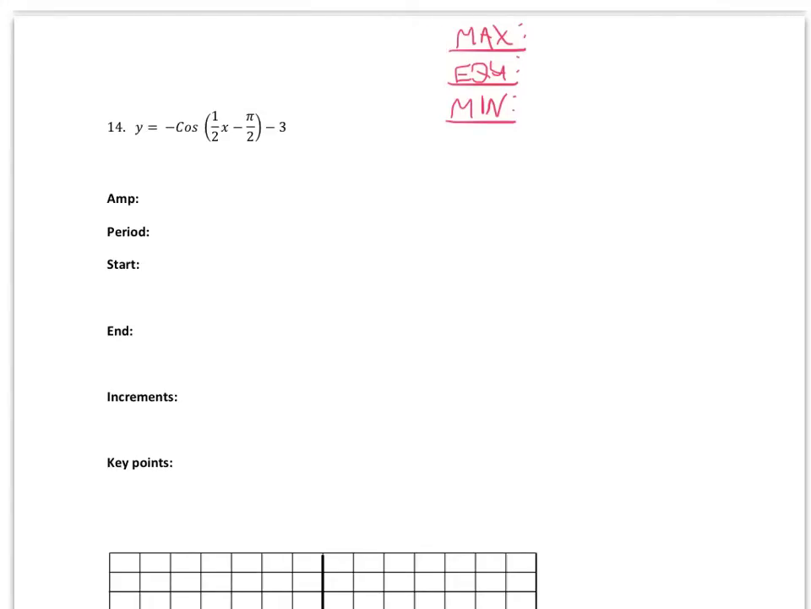All right, we're going to continue on. We're going to do another one where we have a horizontal and vertical shift, but now we're going to look at a cosine. It's the next one, number 14. Remember, the very first thing you should look at: do you have a vertical shift?